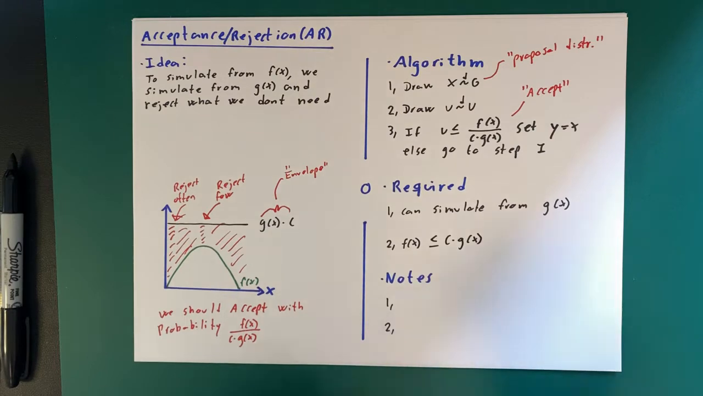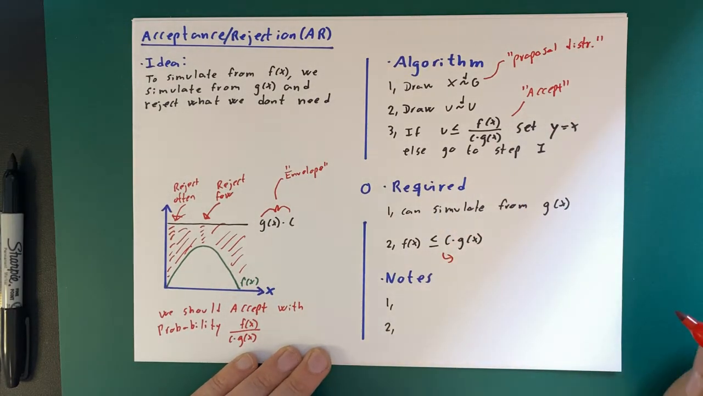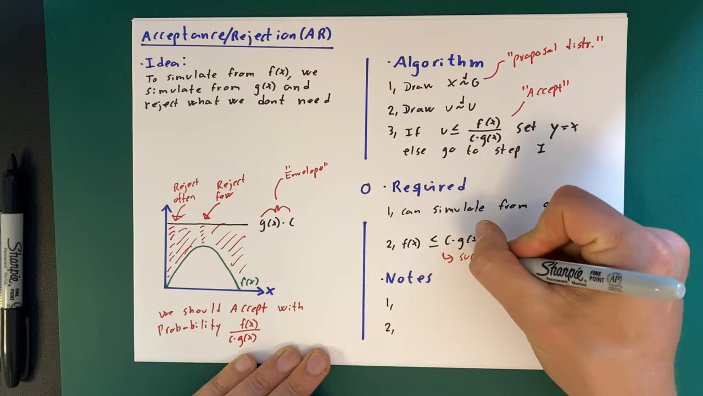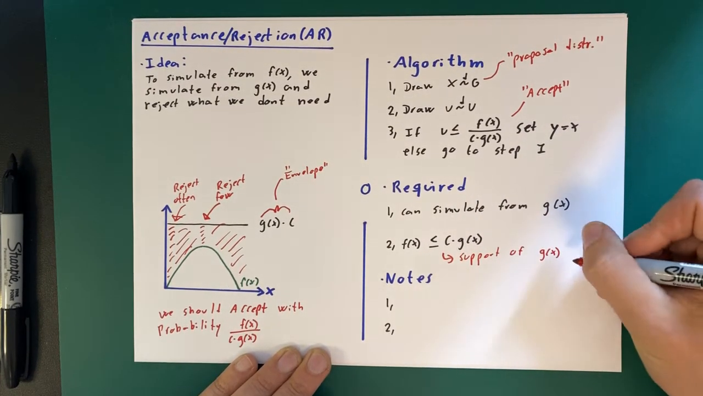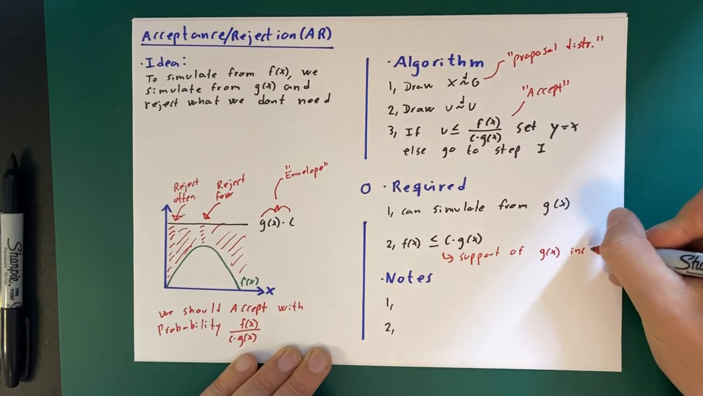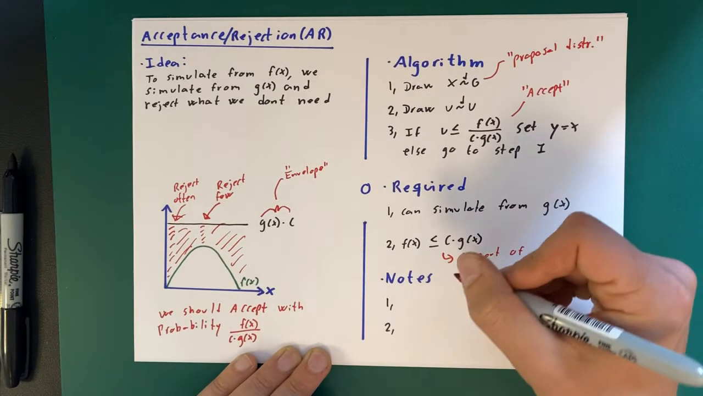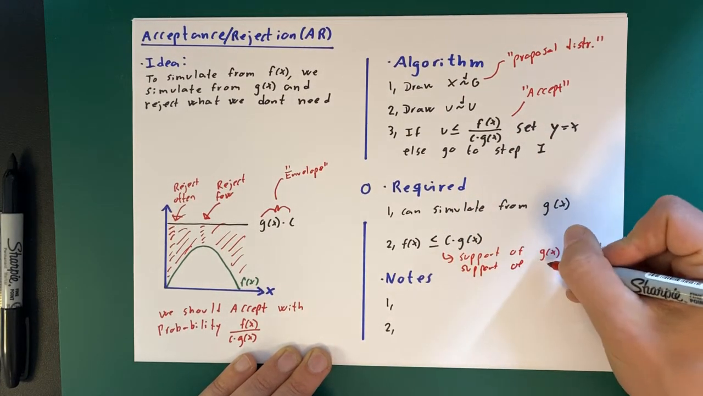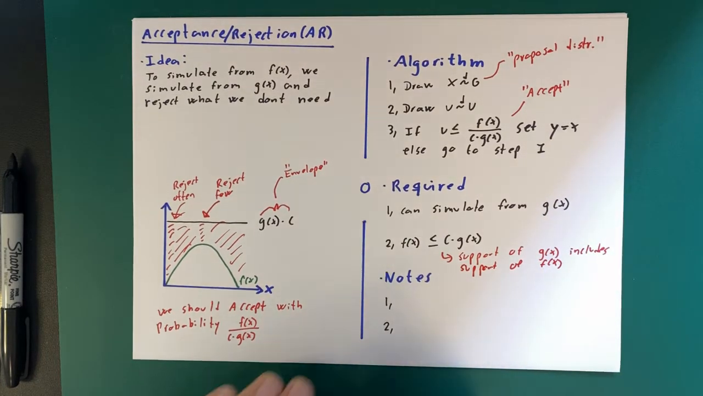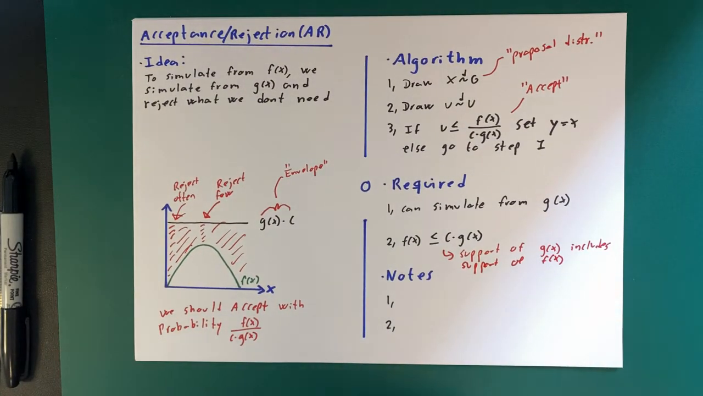And this then implies that the support of g of x includes the support of f of x. So g of x must at least have the possibility of drawing any random value which could also be generated by the distribution we're looking for.